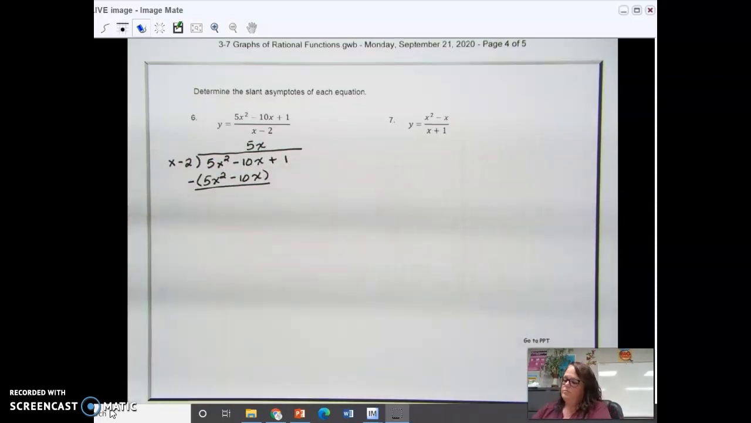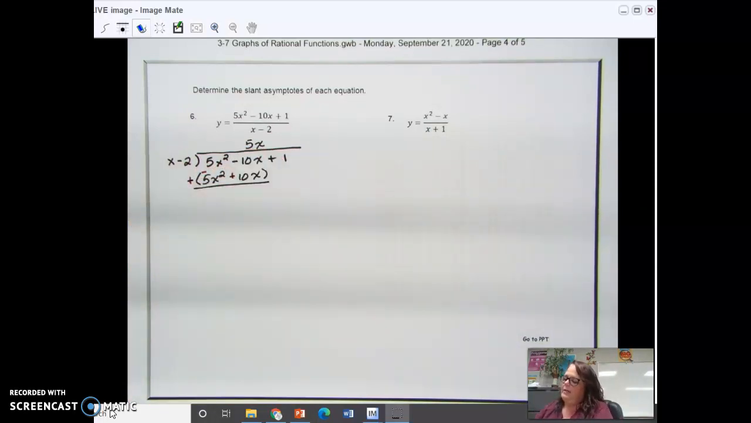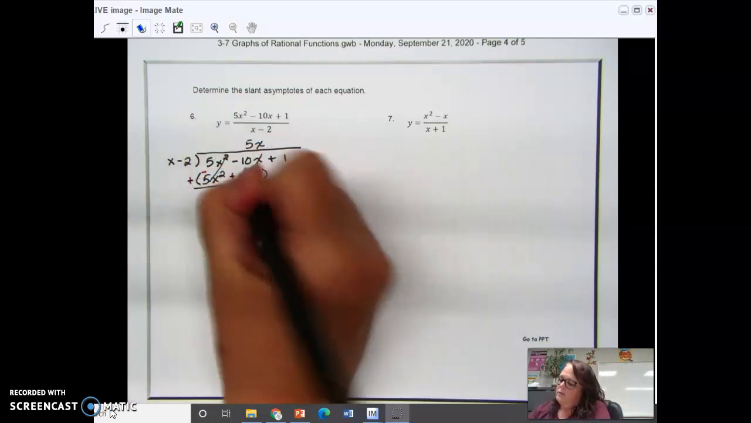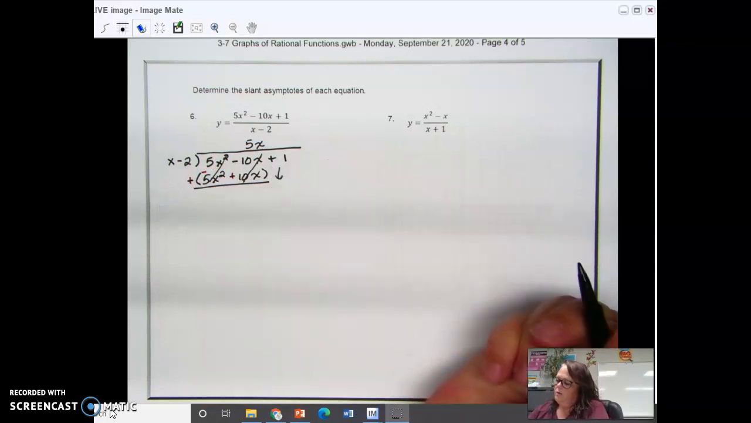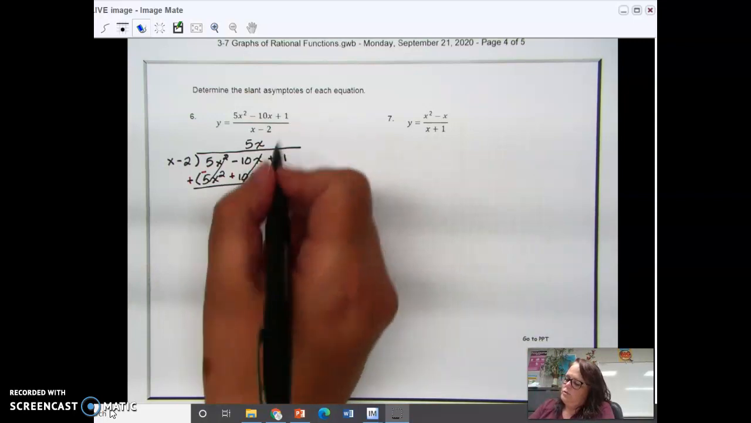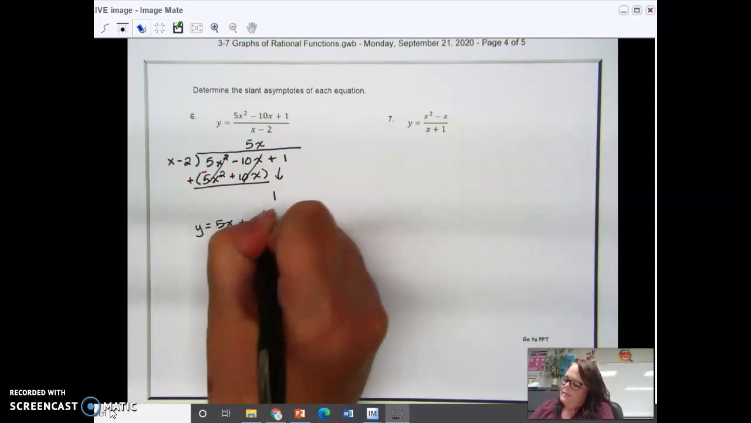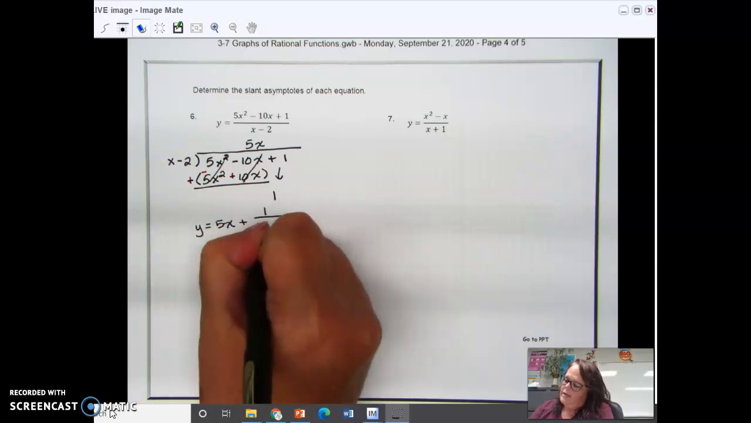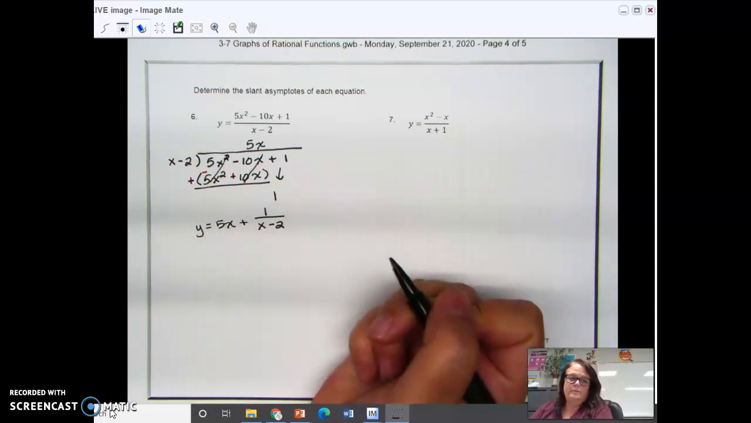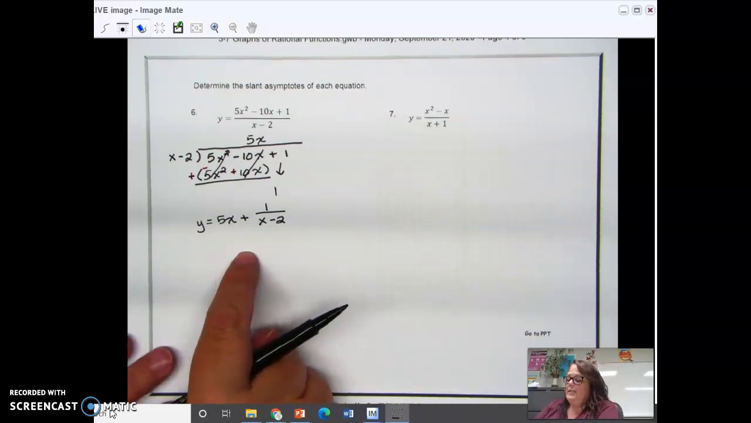And so then we're going to subtract everybody. So with that subtraction, we're going to take the opposite of everybody on the inside, and you'll notice that these cancel, and then I drop down the 1. So there's really nothing else I can do. So do you see that we could say y is equal to 5x plus, and then we can say 1 over the divisor, which is x minus 2. Okay?